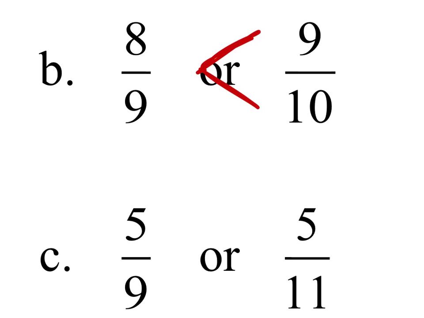For C, you can either have 5/9 or 5/11. One way to look at this is 4.5 is half of the 9, and 5 is more than that. 5 is less than half of the 11, so more than a half would be the bigger of the two.